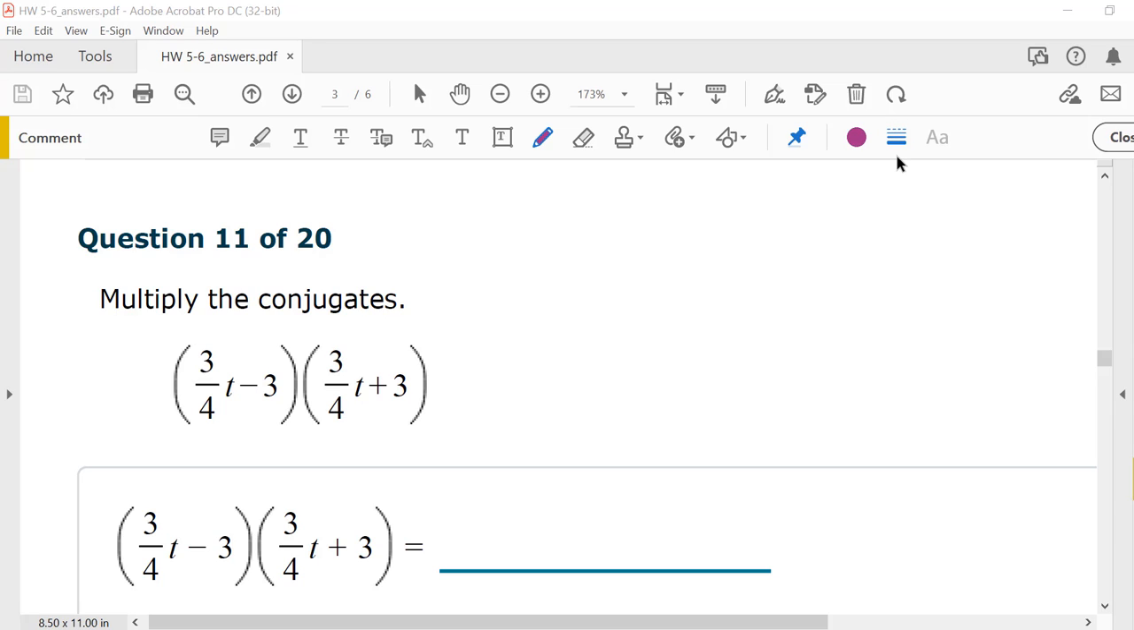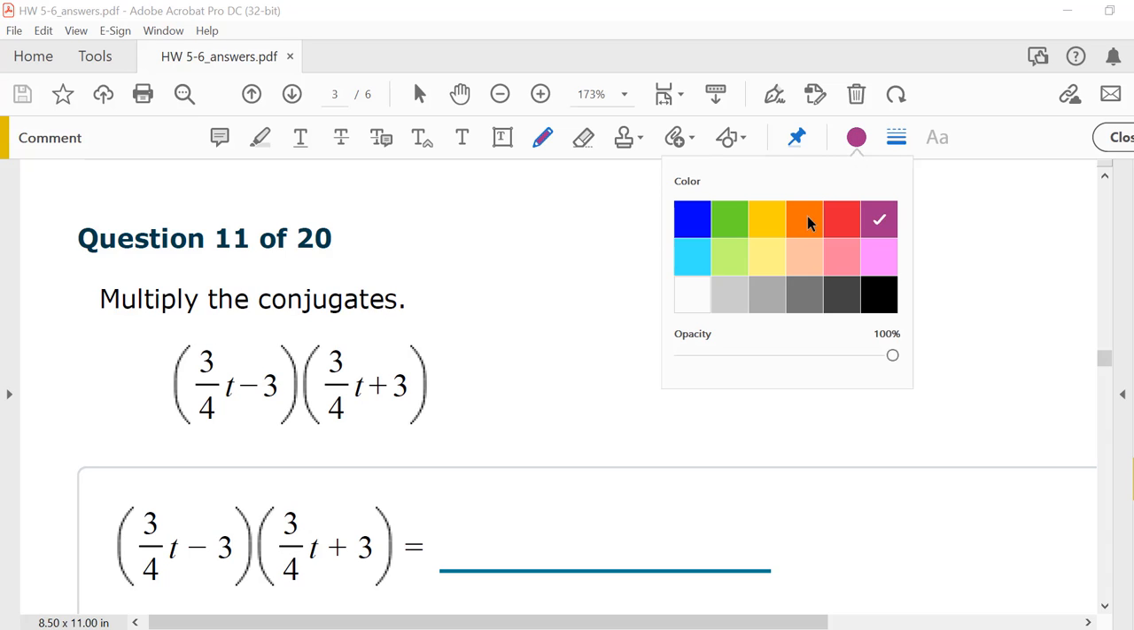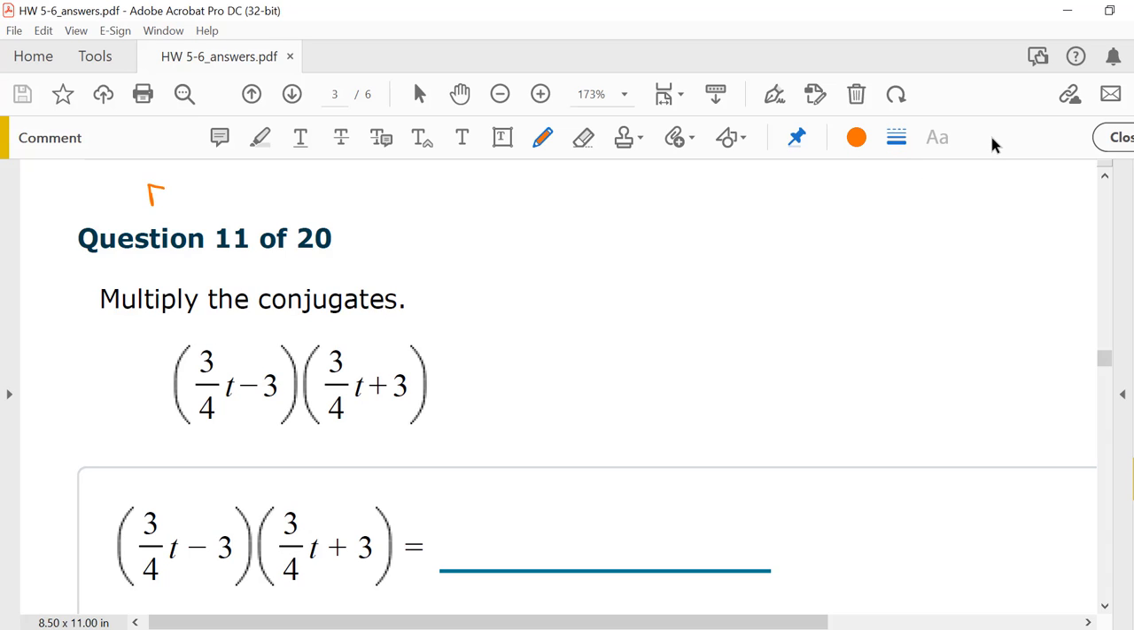Okay, we're going to continue with homework on section 5-6, multiplying polynomials. Question 11, multiply the conjugates: 3/4 t minus 3 times 3/4 t plus 3. Just a reminder, we're going to FOIL. So how do we multiply the first terms? 3/4 t times 3/4 t is 9/16 t squared.